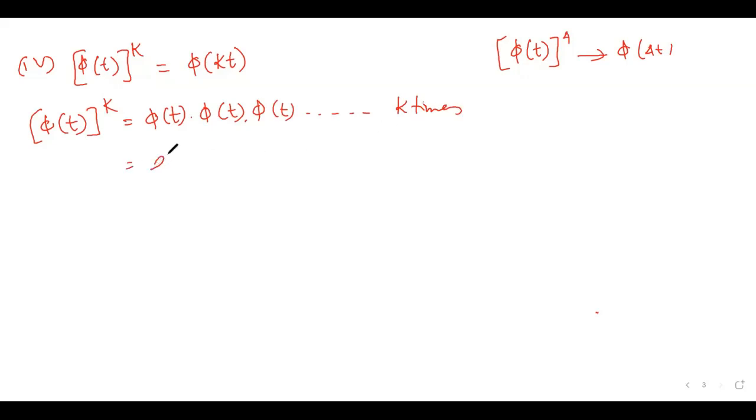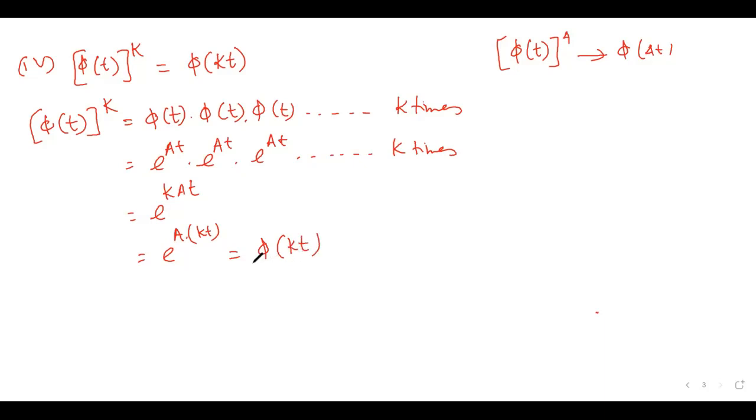that means e to the power at into e to the power at into e to the power at, k times, that means e to the power kat. Powers will add up, so it will be e to the power kat, that is e to the power a into kt, that means basically phi of kt. All right, and the final property.